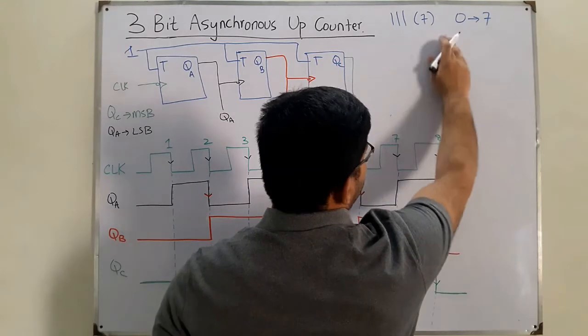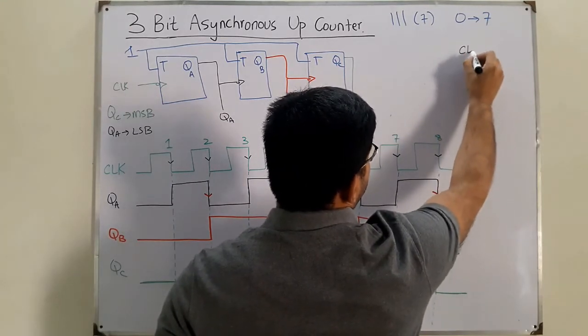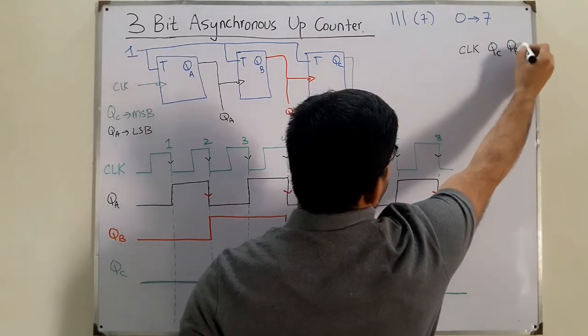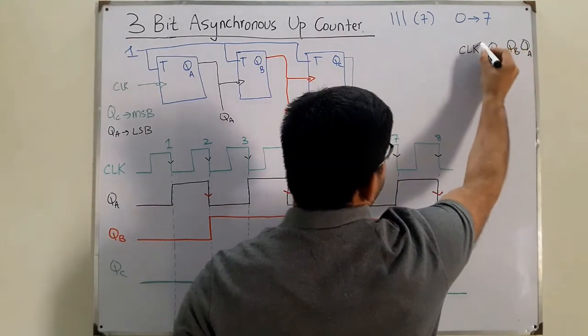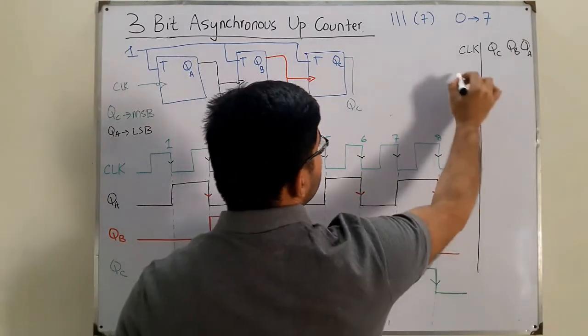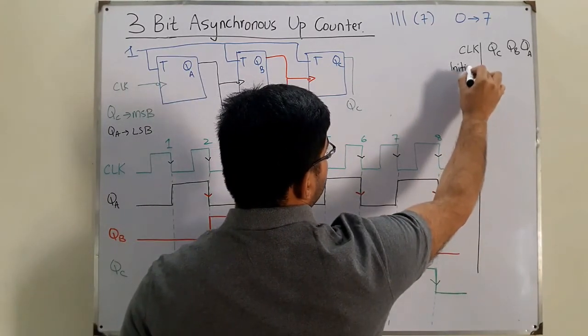Don't have space here. Clock pulse. You have QC, QB, and QA. Fine. Yes, it's fine. Okay. Now initially, let's say I say it initially.